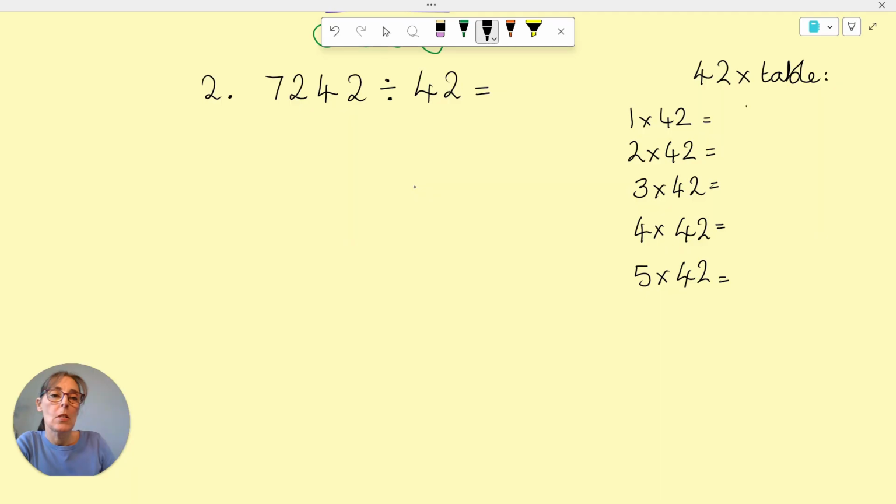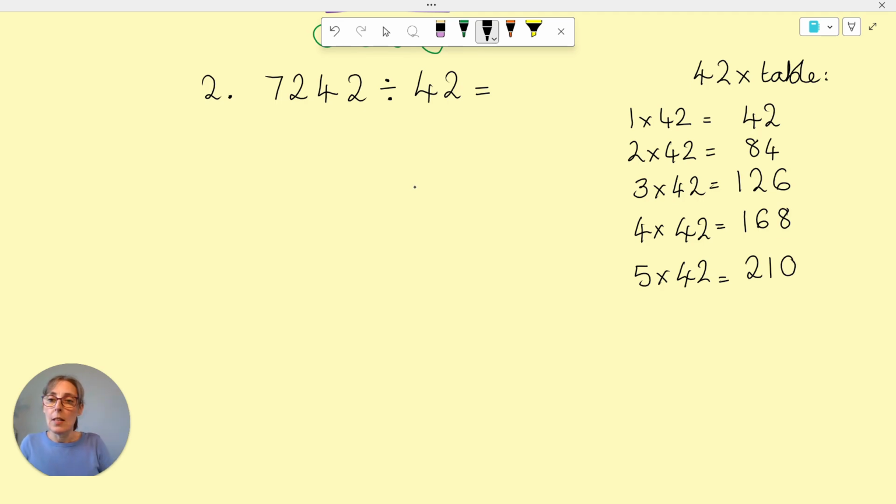Okay, so 1 times 42 is 42. 2 42s are 84. 3 42s is 2 42s plus 1 42, so it's 80 add 40 is 120, 126. 4 42s is double 2 42s. If 2 42s is 84, 4 42s is 168. 5 42s is going to be 4 42s add 1 42, because 4 lots of 42 add 1 lot of 42 is 5 lots of 42. So we've got 160 plus 40, which is 200, and then 8 plus 2 is 10.